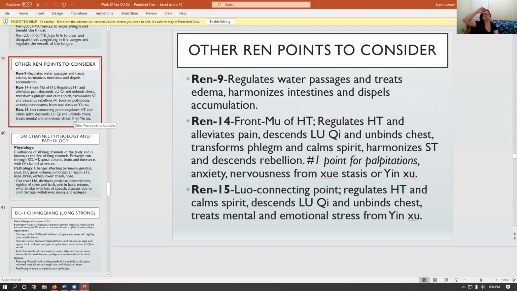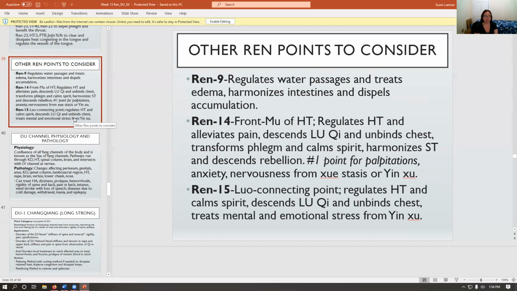A couple of other Ren points that are worth mentioning. Ren 9, we know that we talked about that with Ren 3. Also has to do with water passages, can harmonize the intestines. Ren 14 is our front mu of the heart. It is the number one point for palpitations, anxiety, nervousness from blood stasis or yin deficiency. So definitely an important point. Anytime I talk about Ren 14, I always like to mention that we have to remember to needle that point safely.